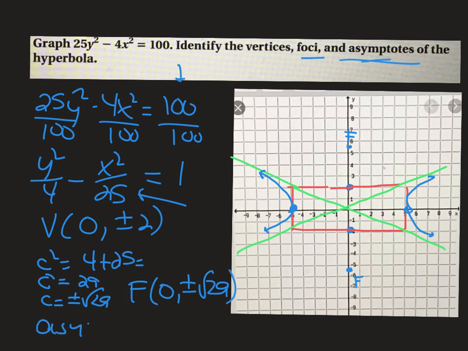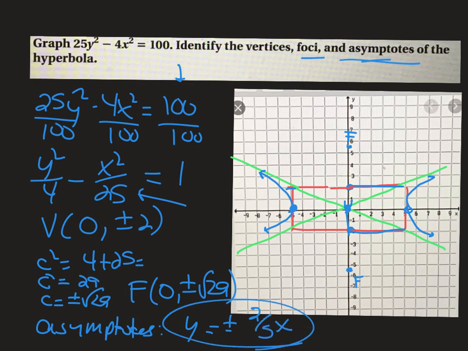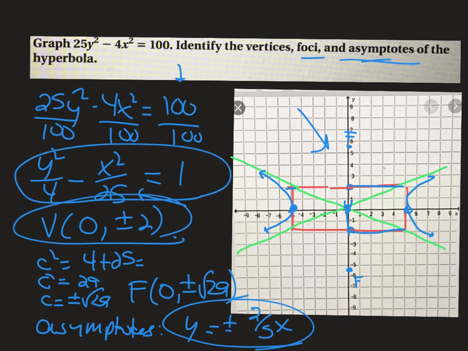Now, the last thing here says identify the asymptotes. So the asymptotes are always y equals plus or minus, and you just find the slope of the asymptotes. All right, look right here. It goes through 0, 0. We're rising 2, running 5 to get there. Rising 2, running 5, rising negative 2, running 5. It's plus or minus 2/5 because it's rise over run: y = ±(2/5)x. So my answers are the graph, the colorful graph, my equation, my vertices, my foci, and my asymptotes.